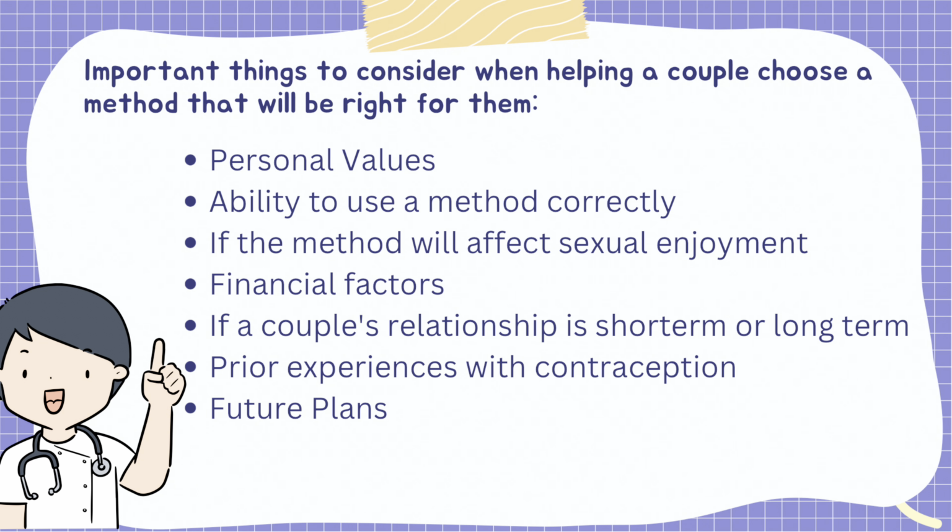Important things to consider when helping a couple choose a method that will be right for them: personal values, ability to use a method correctly, whether the method will affect sexual enjoyment, financial factors, whether a couple's relationship is short-term or long-term, prior experiences with contraception, and lastly, future plans.